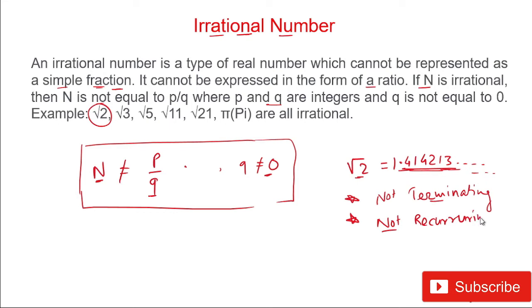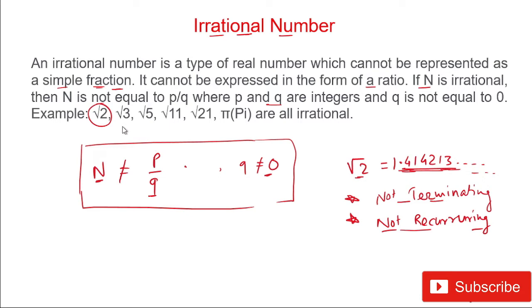Recurring. So friend, here after decimals we cannot find any pattern. It is not terminating and not recurring. So irrational numbers basically are the numbers, the decimals which are not terminating and not recurring, we can say as irrational numbers. It means it's complicated in fractions, not terminating, not recurring.